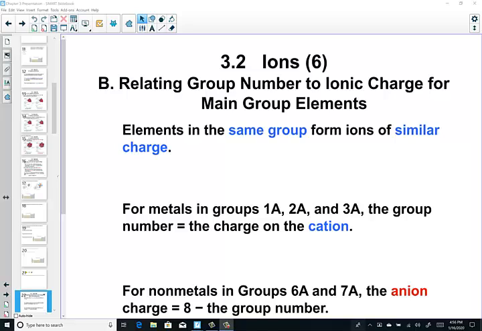As I said as I concluded the last video, we're going to learn how to use the periodic table to help us predict charges based on their location. So here are some key items as we make our next steps.